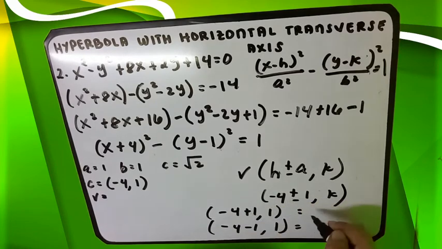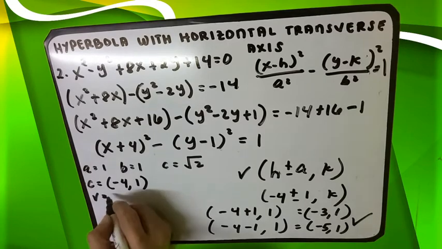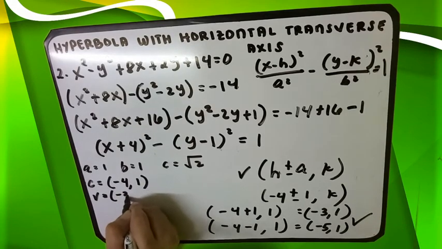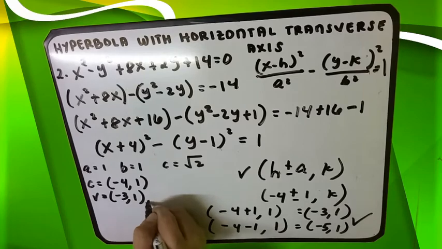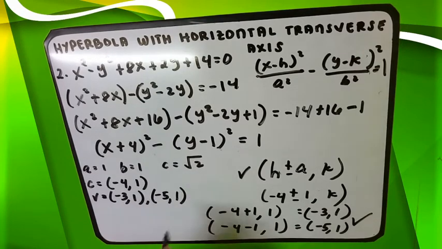So that is negative 4 plus 1, negative 3, 1. This one, negative 4 minus 1, negative 5, 1. So these are now the vertices: negative 3 and 1, and the other one is negative 5 and 1.